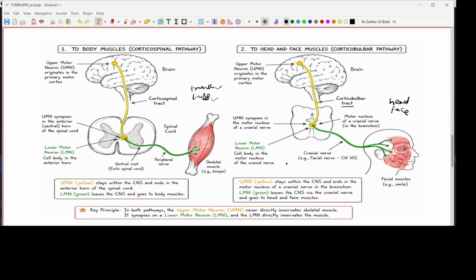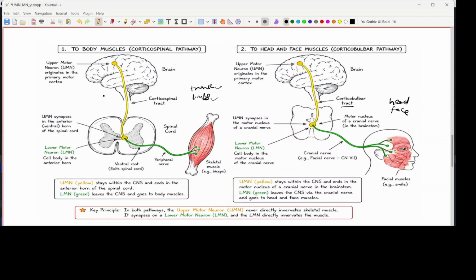Regardless of where it begins, the lower motor neuron's axon eventually reaches the effector organs, where it forms the neuromuscular junction and stimulates muscle contraction. Because every voluntary movement ultimately passes through the lower motor neuron before reaching the muscle, the lower motor neuron is often called the final common pathway. Now let's briefly examine the pathways that are taken by the upper motor neurons.